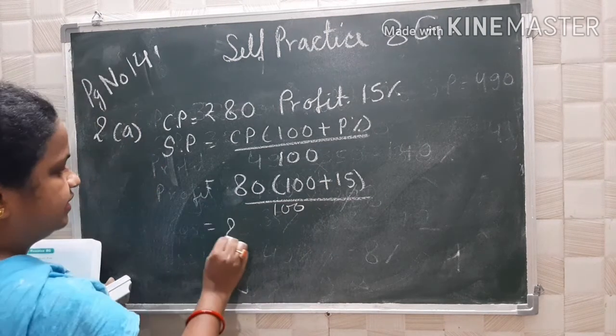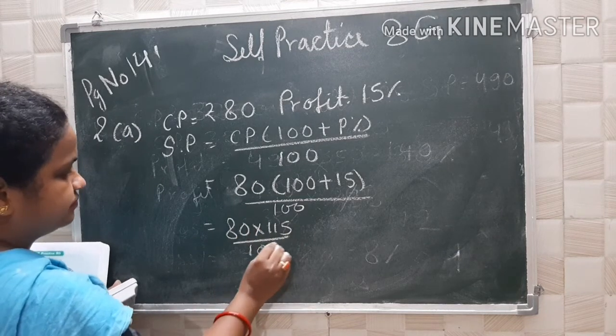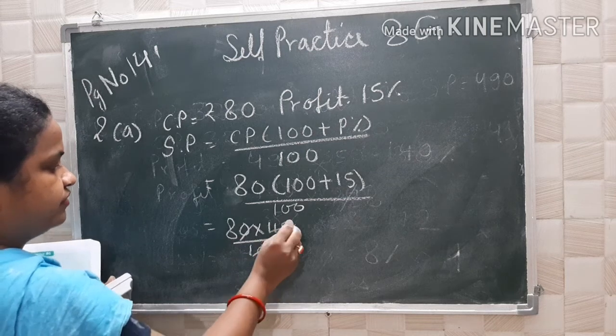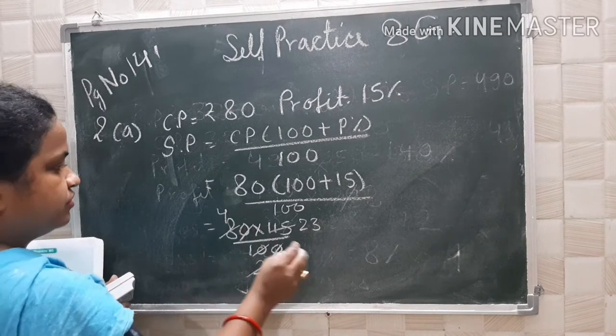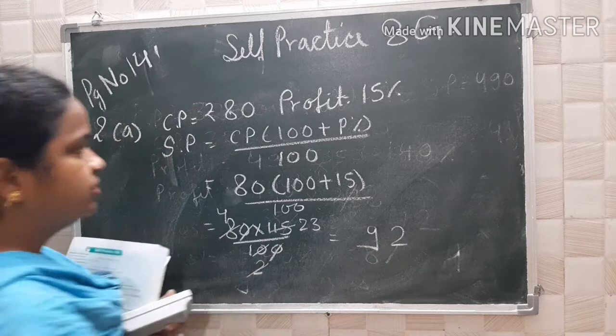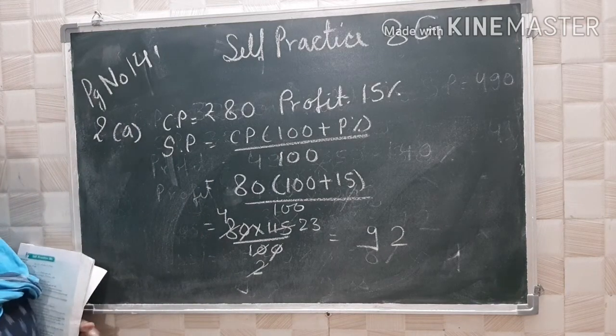which is CP, rupees 80, into (100 plus 15) upon 100, which is equal to 80 into 115 upon 100. 0 0 cancel out. 5 2s are 10, 23s are 69, 2 4s are 8. So what will be your SP here? Rupees 92.